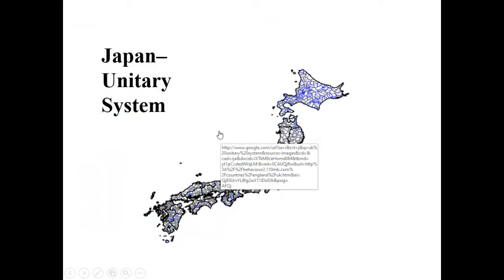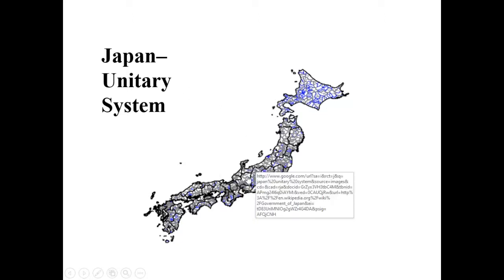Japan is a unitary system. They have, I forgot the exact number, it seems like it's in the 80s or 90s, something like that. What they call prefectures in Japan. But again, they really just act as administrative subunits of the government in Tokyo. That's where the real governing authority is.